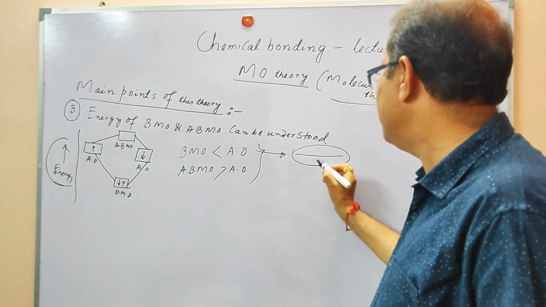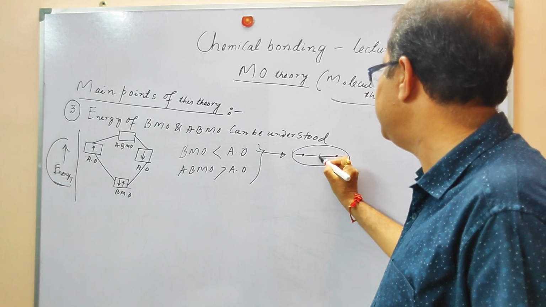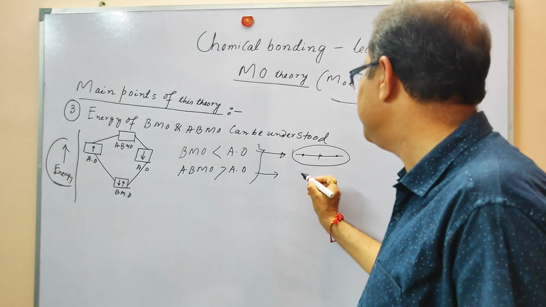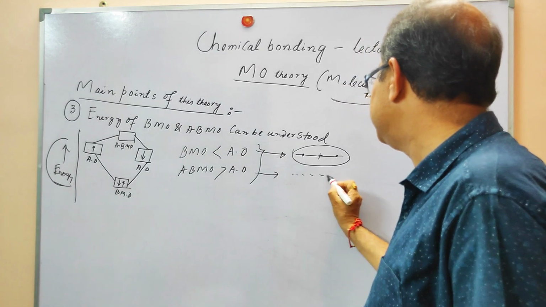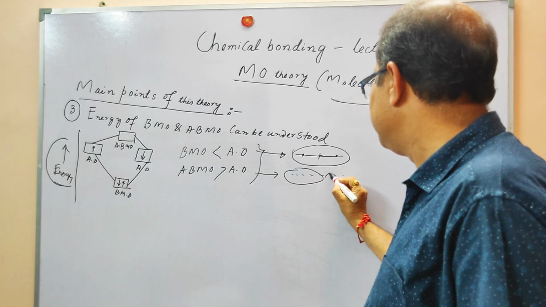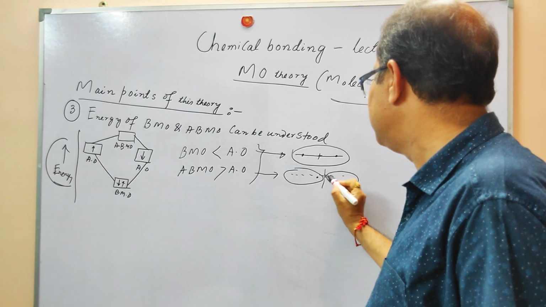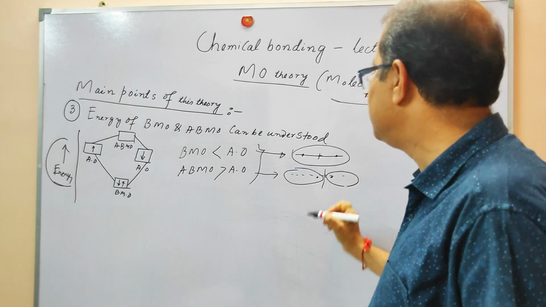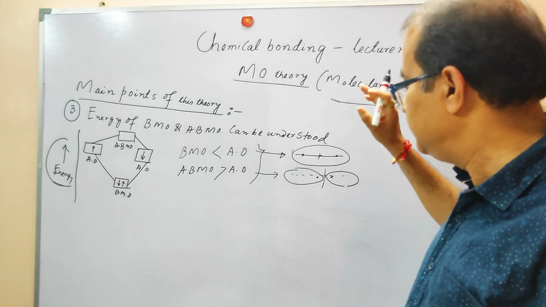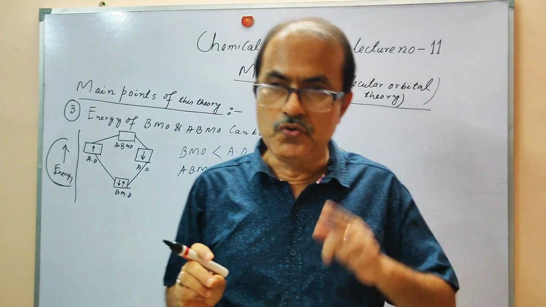This is a BMO. Here, this is the nucleus and this is a nucleus, and the electron density is between the nuclei. Whereas in an ABMO, you can see the electron density is away from the nuclei. These are the two nuclei, and here there is a nodal plane. There is no electron density between them, and there is a repulsive force in the antibonding molecular orbital.